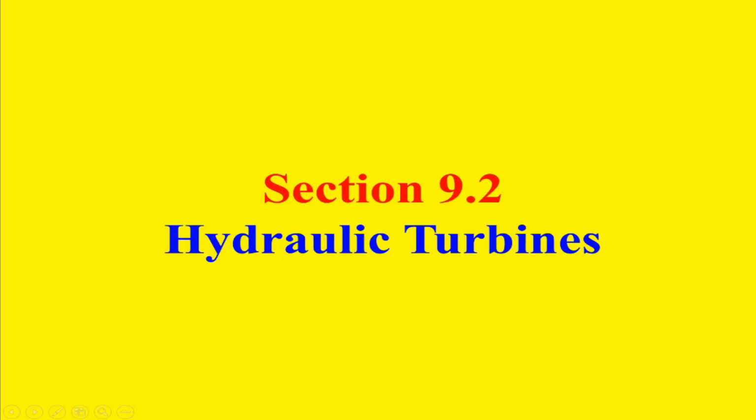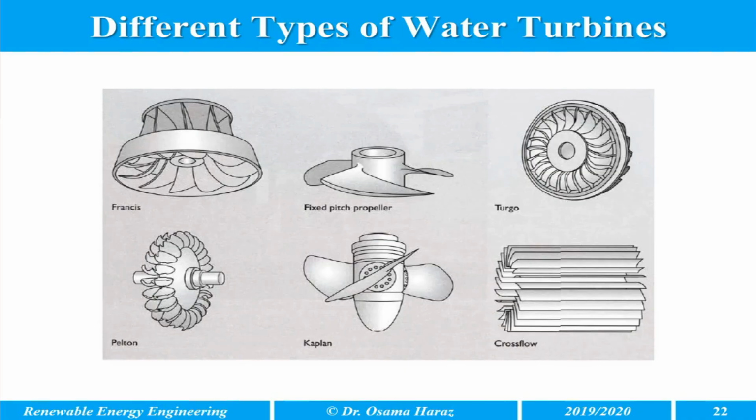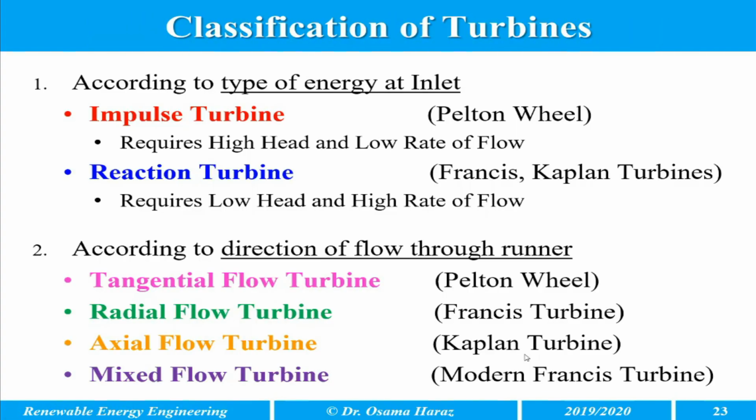Now we'll talk about the hydraulic turbine. We mentioned that there are different types of water turbines: Francis, Pelton, Kaplan, propeller, Turgo, cross flow. These are the main types. We can classify the turbines into different classifications according to different things. First of all, we are going to classify the turbines according to the type of energy at inlet.